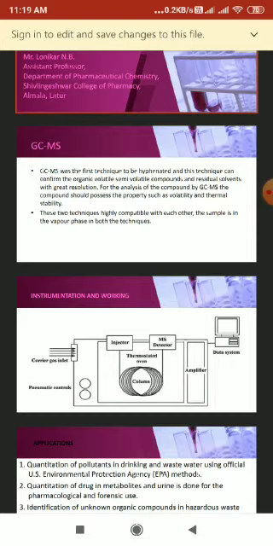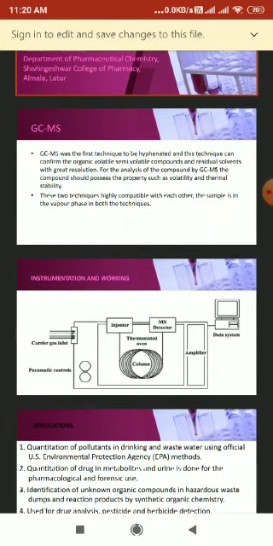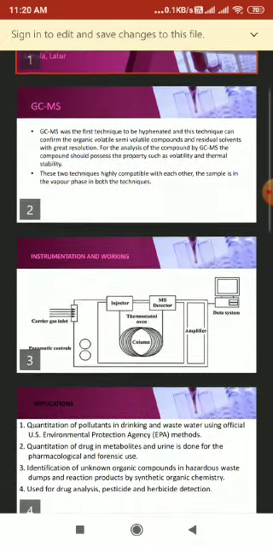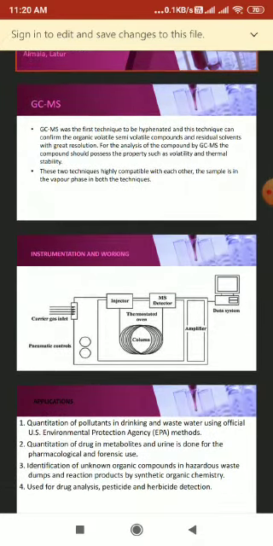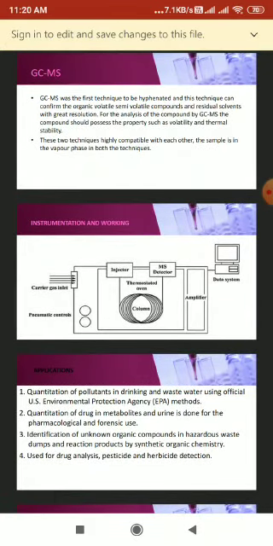GCMS was the first technique to be hyphenated, and this technique can confirm the organic, semi-volatile and volatile compounds and the residual solvents with great resolution. For the analysis of a compound by GCMS, the compound should possess properties such as volatility and thermal stability. Now we have seen instrumentation and working of GCMS.